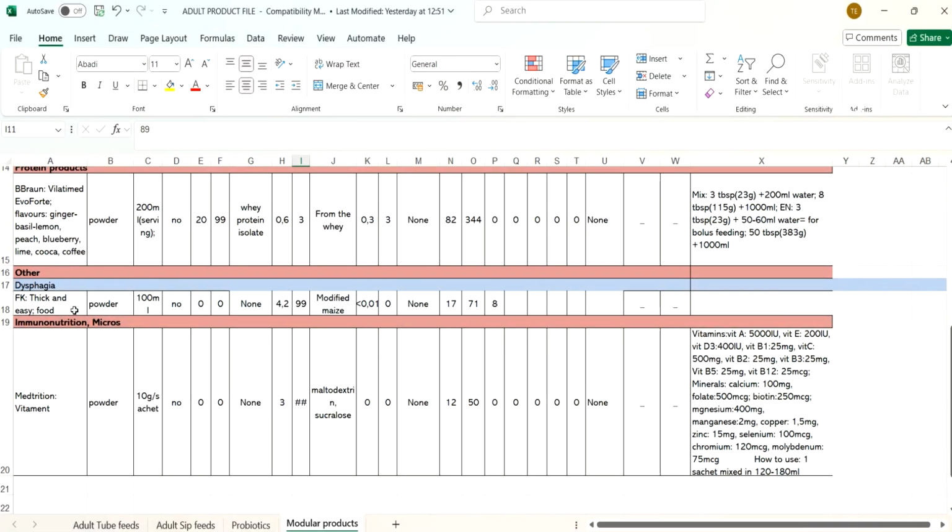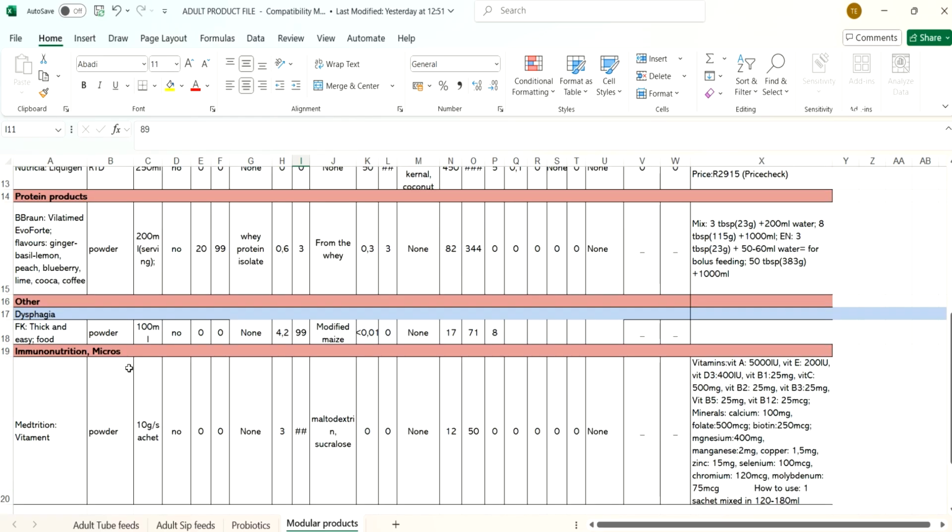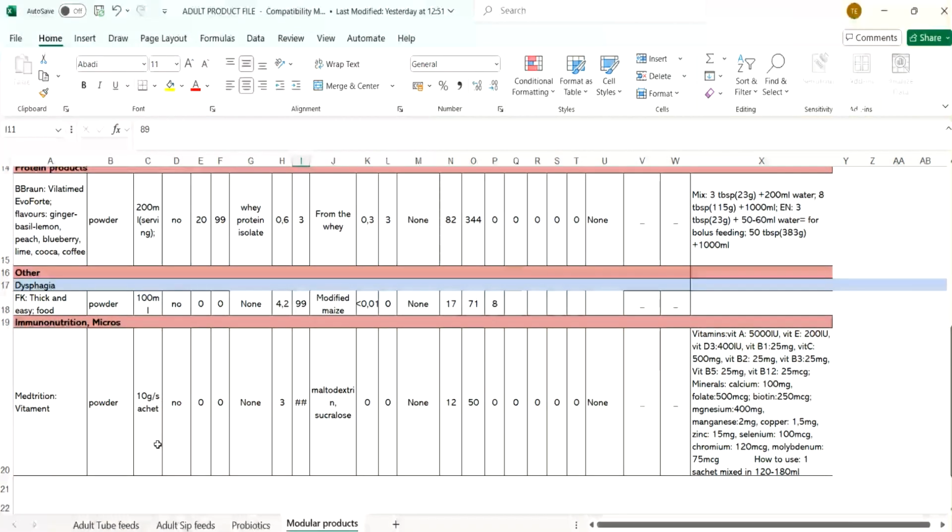Fresenius Kabi's Thick and Easy for food thickening, all of that. And then immunonutrition or micros. So here is all of your micronutrient powders that you get. For example, this one is vitamin. I've listed, this may seem tedious at this point, to list all of the vitamins and the amounts per 100 ml or per serving, whatever.